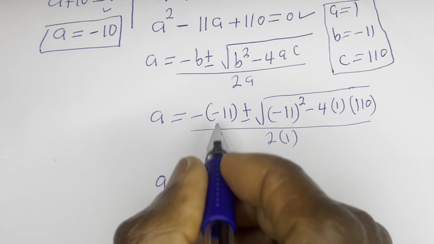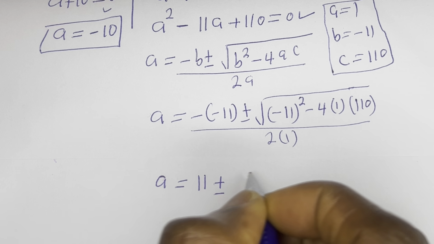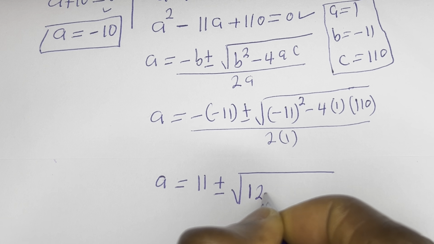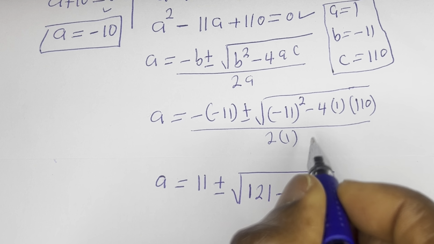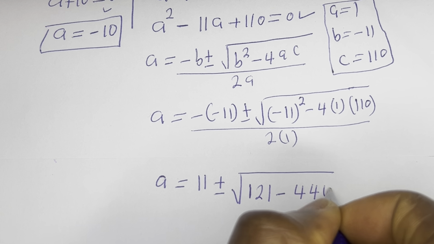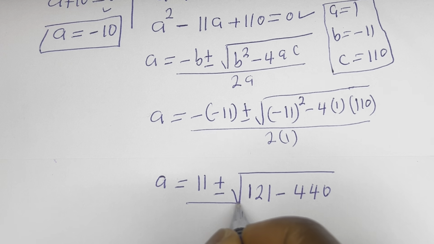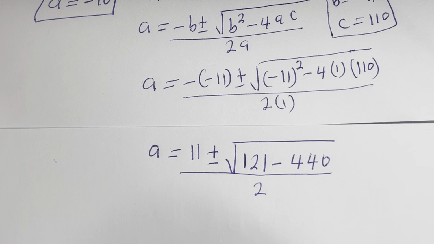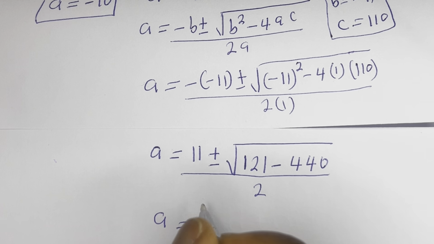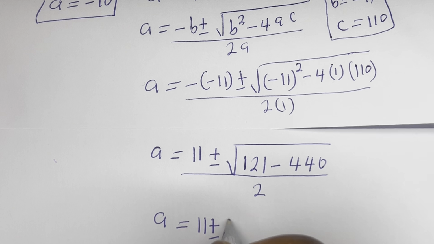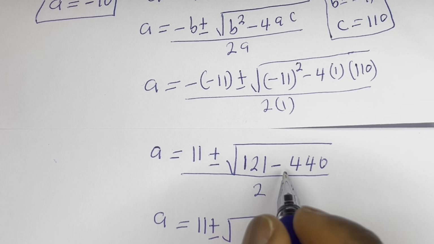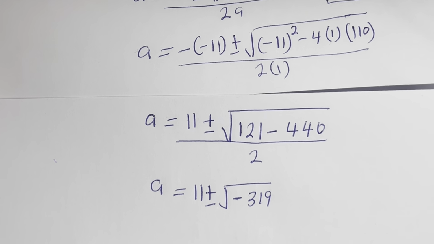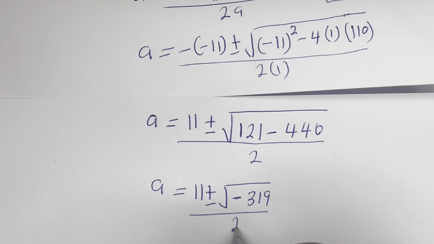a is equal to minus times minus 11, this is 11, plus or minus square root of minus 11 squared, this is 121, minus 4 times 1 times 110, that is 440, divided by 2 times 1, that is 2. a is equal to 11 plus or minus square root of 121 minus 440, this is minus 319, divided by 2.